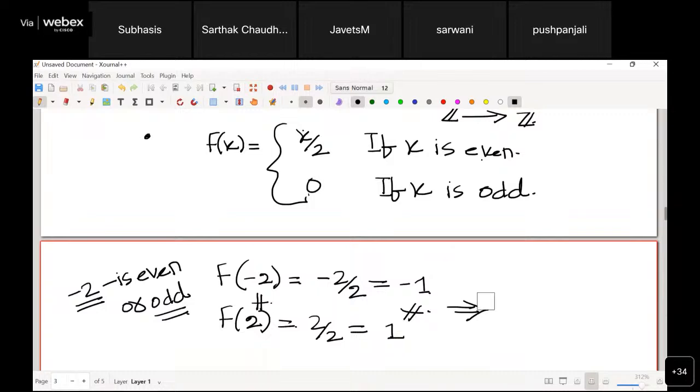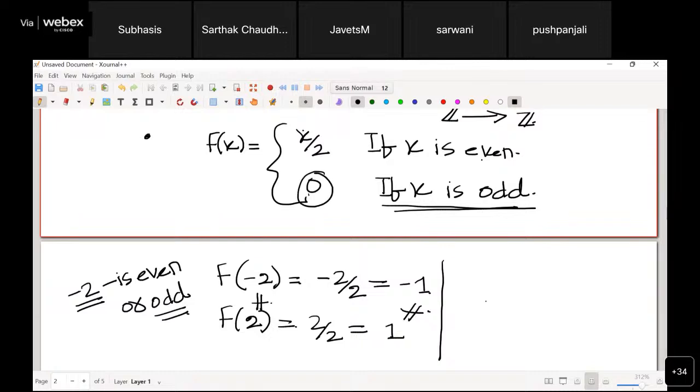Okay. So one thing you can see is that if x is odd, then the value of the function is always 0, right? Right. That means what is the value of f of 1? 0. What is the value of f of -1?